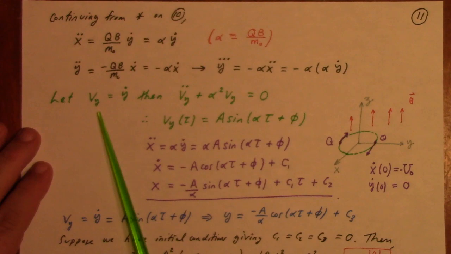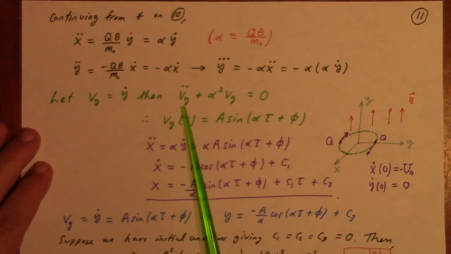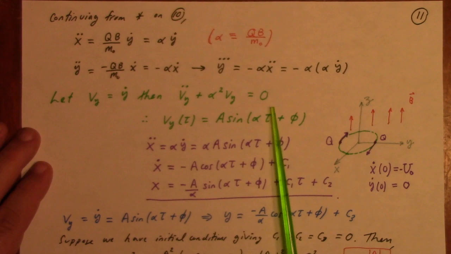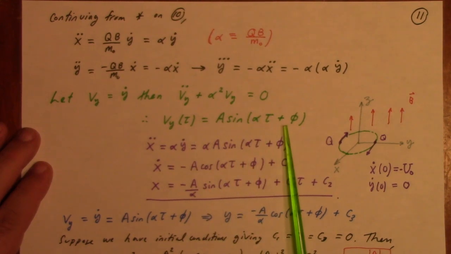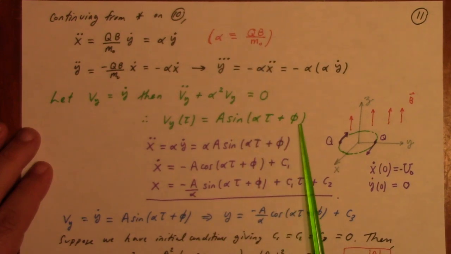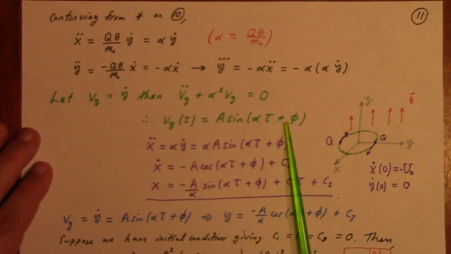And so if I let Vy be y dot, then I've got Vy double dot plus alpha squared Vy. My alpha is QB over m naught. That is a well-known second-order differential equation which we can solve with a sine or a cosine. I use a sine. And here my alpha is the same alpha as that. Tau, phi is just a constant, A is a constant. Okay, so there's my solution.